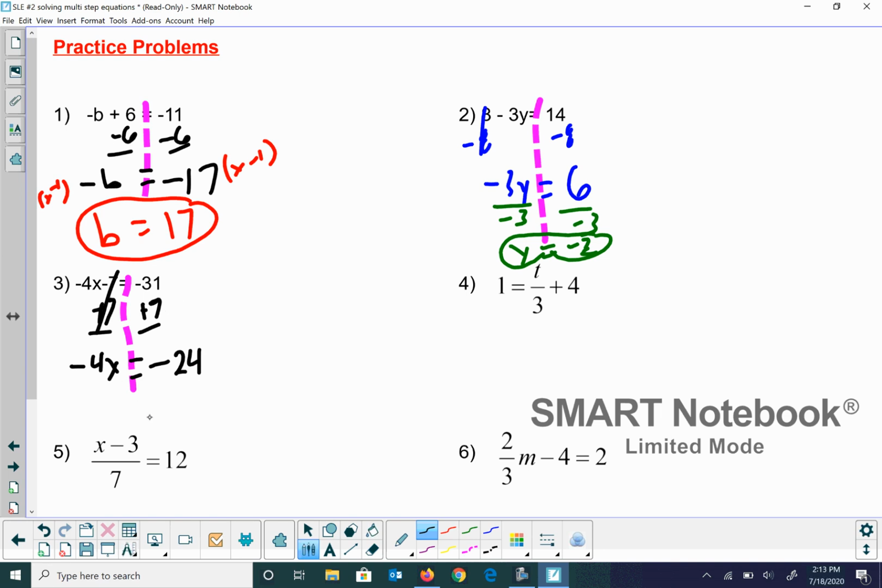Negative 4 and x are being held together by multiplication, so I will divide each side by negative 4. I kind of ran out of room, so I'm going to bring this up here. So I have x equals negative over negative is positive. 24 over 4 is 6.